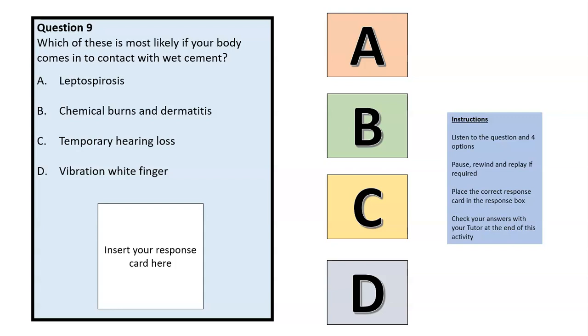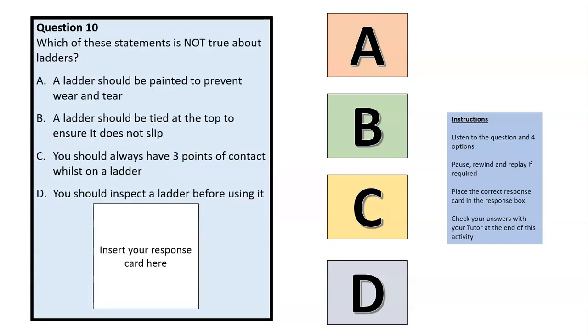Question 9. Which of these is most likely if your body comes into contact with wet cement? A. Leptospirosis. B. Chemical burns and dermatitis. C. Temporary hearing loss. D. Vibration white finger.